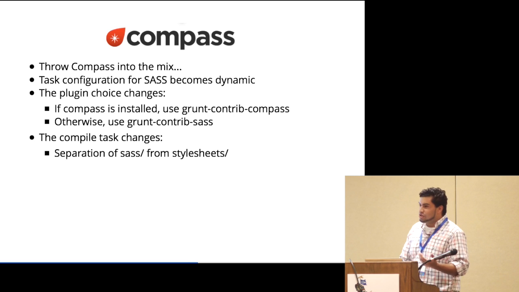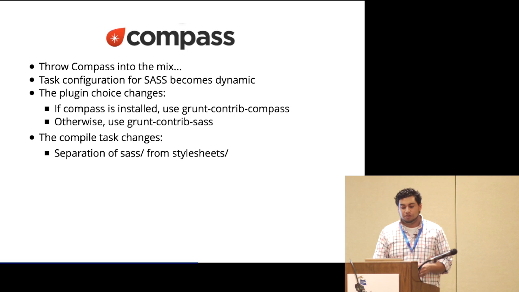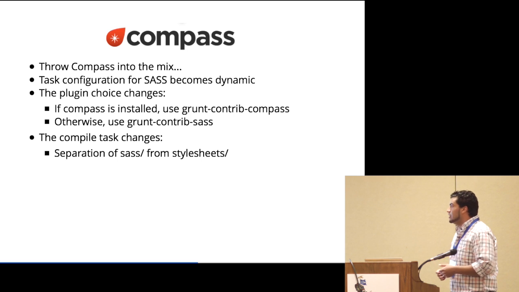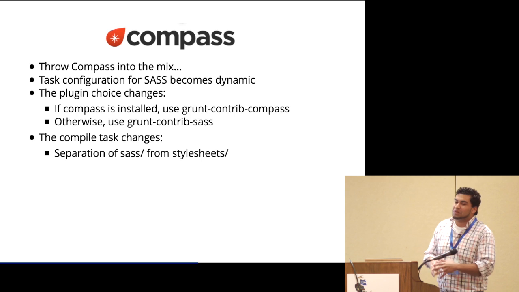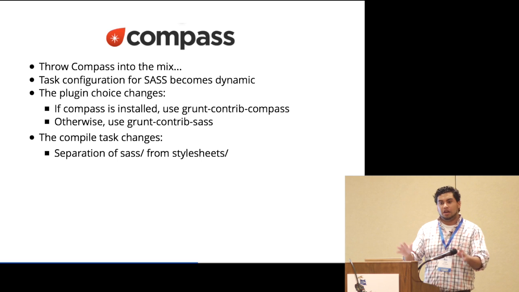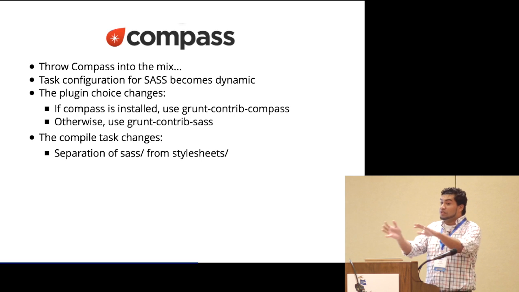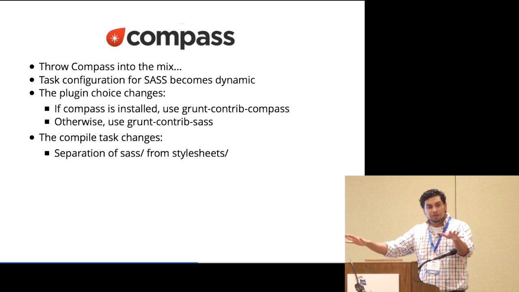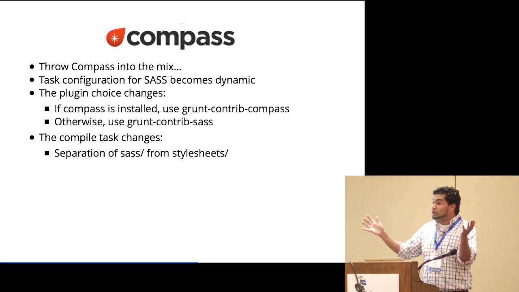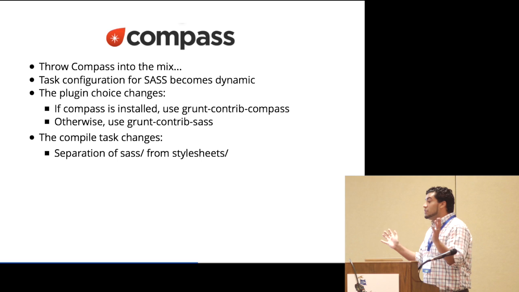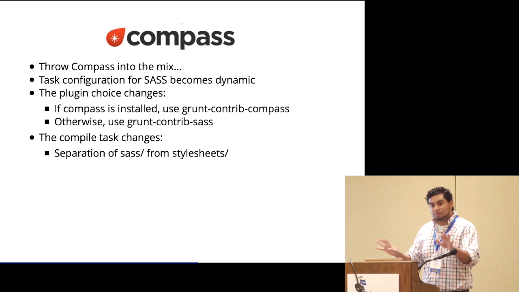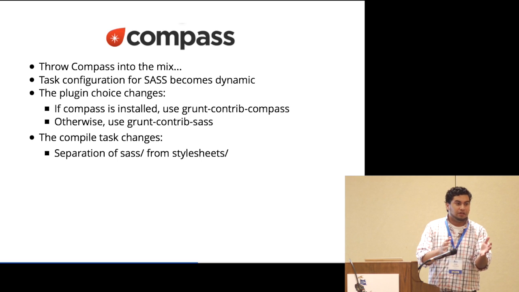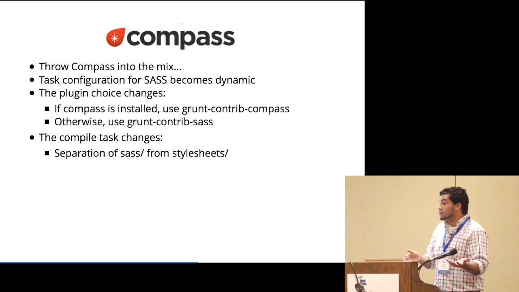The second thing that changes is the compile configuration, the compile task. And that's mainly because Compass has something known as a generator where it can say, hey, would you like to separate out the Sass from the compiled output into separate directories? If so, well, Compass lets you do that. And so our tooling should respect that instead of just dumping everything, both Sass and CSS, into the Sass folder.